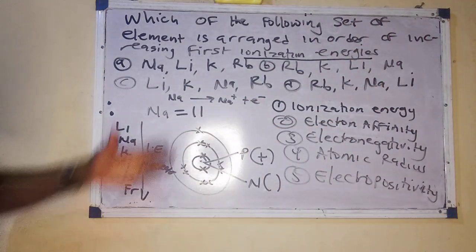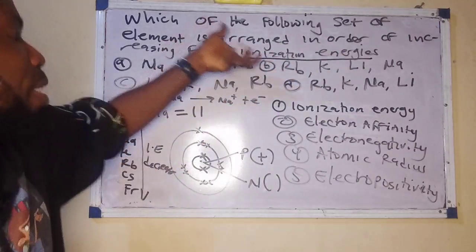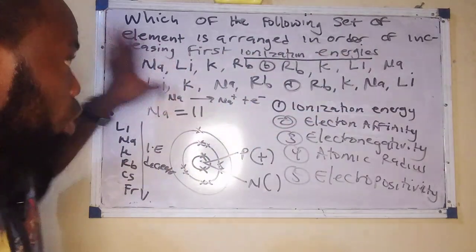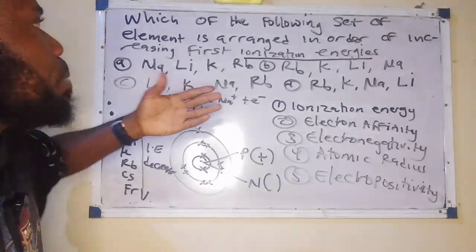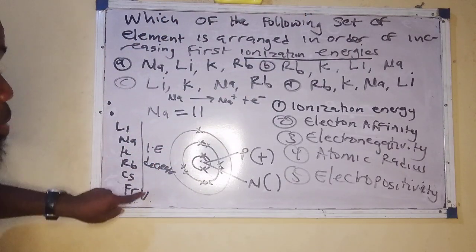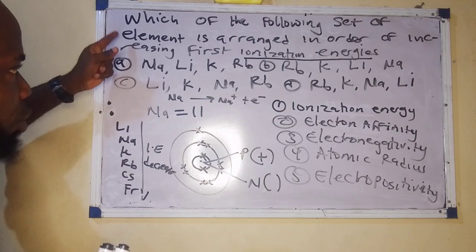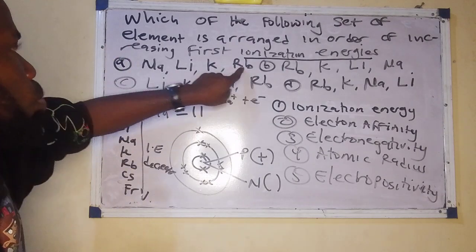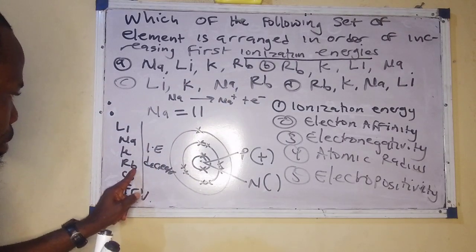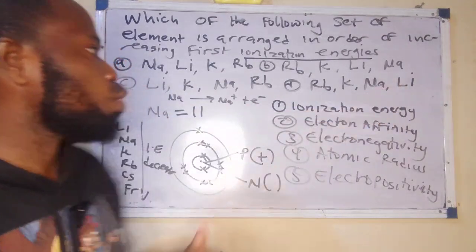Now let's look at this question. Which of the following sets of elements is arranged in order of increasing first ionization energy? If you look at the options, all the elements in the options are in group 1. They said which one of them is arranged in order of increasing ionization energy. Remember, if I'm moving from top to bottom, it is decreasing. That means if I'm moving from bottom to top, it will be increasing. Therefore, you now check your options. No. So our correct answer ought to be rubidium, potassium, sodium, and lithium. So our answer here is what?